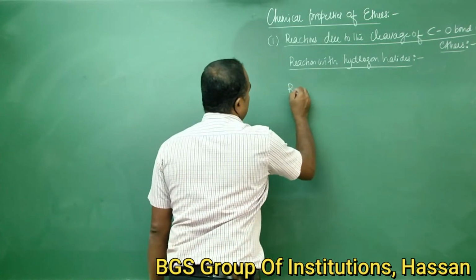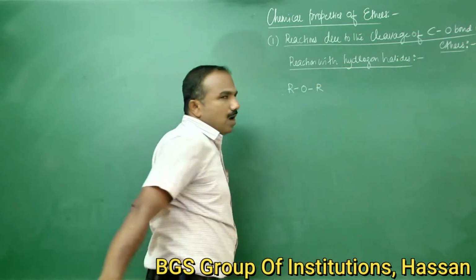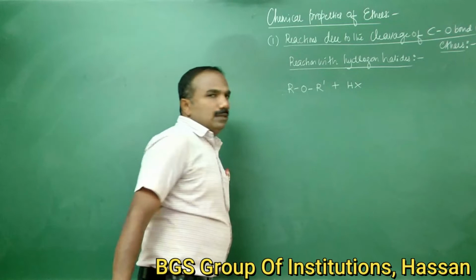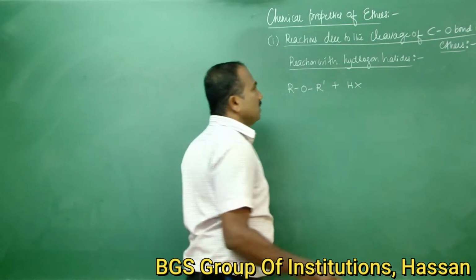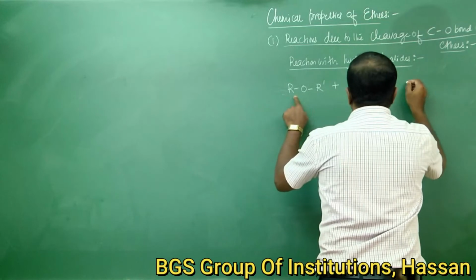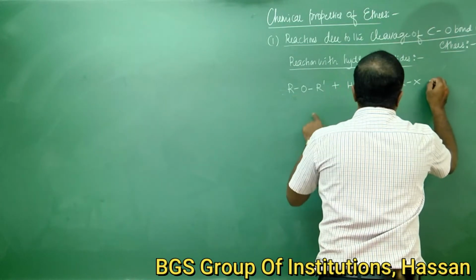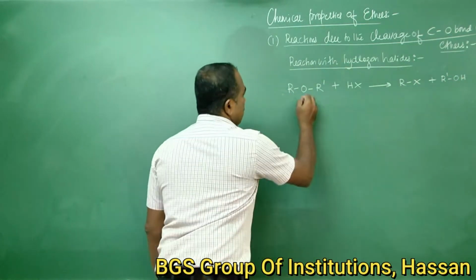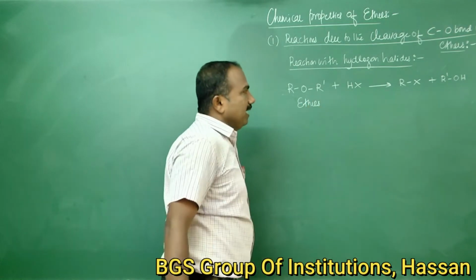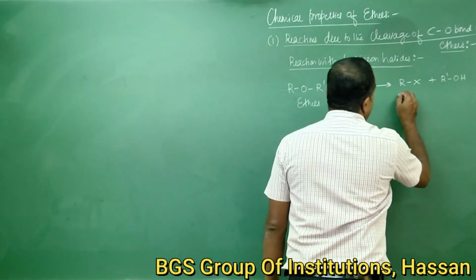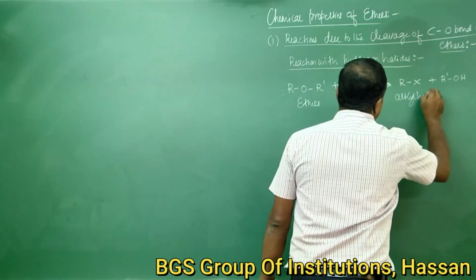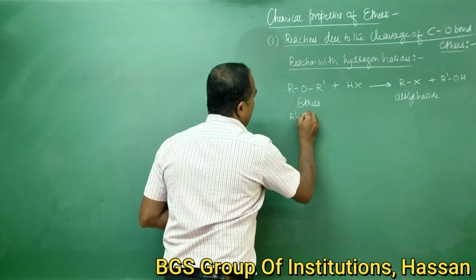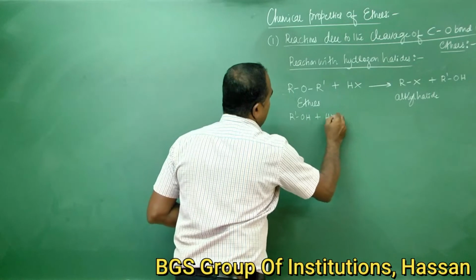The general formula for ethers is ROR'. Ethers on heating with hydrogen halides, HX, give alkyl halides: ROR' gives rise to RX plus R'OH. So ethers on heating with hydrogen halides give alkyl halide plus alcohol. Alcohol formed, R'OH. Again heating with alkyl halides.